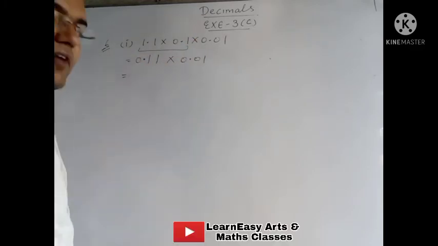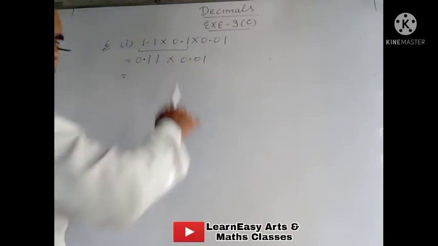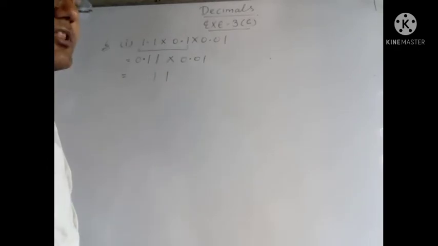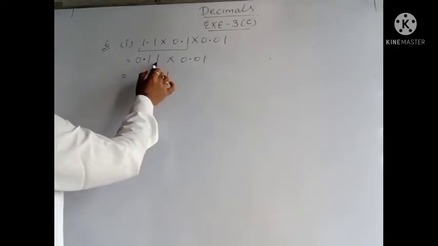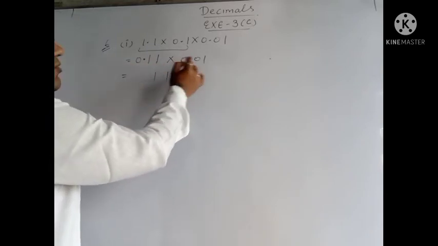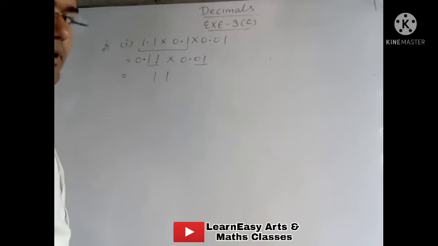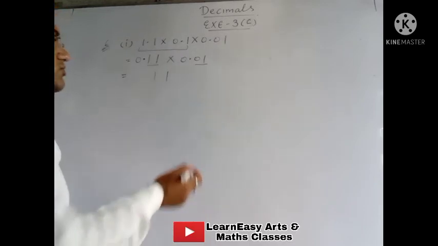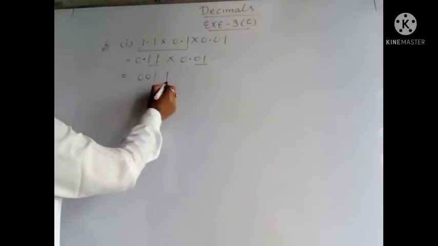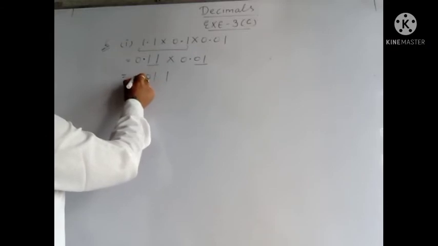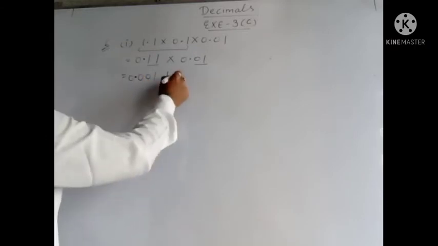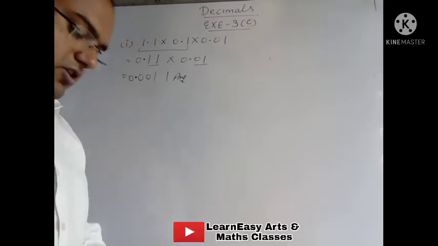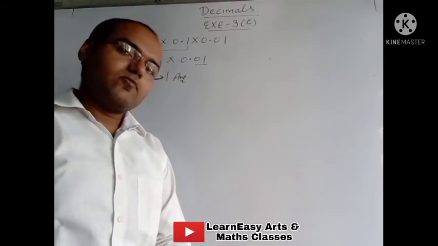Now we have to multiply 11 by 1. 11 1s are 11. Now we have to count the points also. In this, the point is before 2 digits. In this also, the point is before 2 digits. So in total, how many digits? 4 digits. So 1 digit, 2 digits, third and fourth digit we do not have. So in that case we have to take 0. Now 1, 2, 3, 4. So before 4 digits we will put the point and then we will take 0. So our final answer is 0.0011. So this is your answer of question number 6, part number 1.